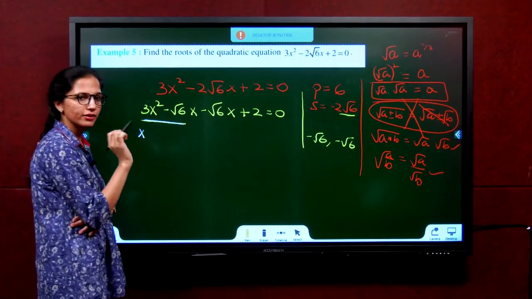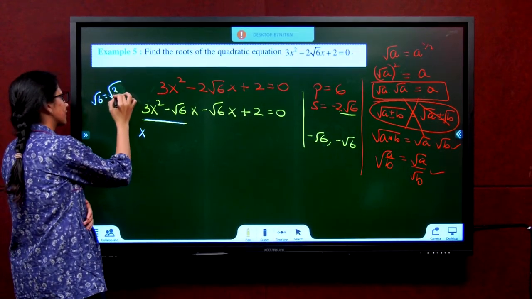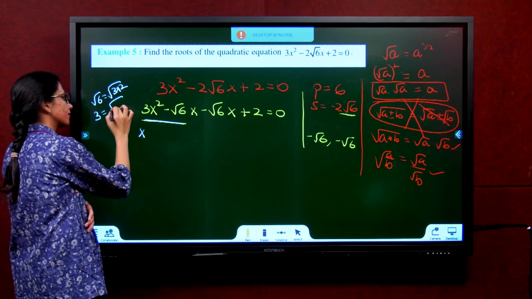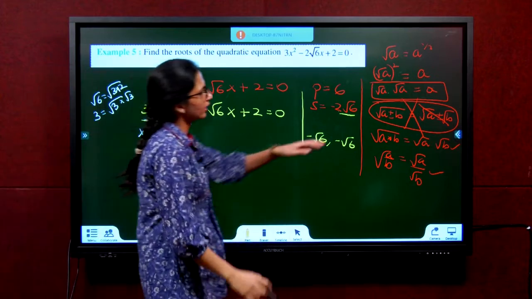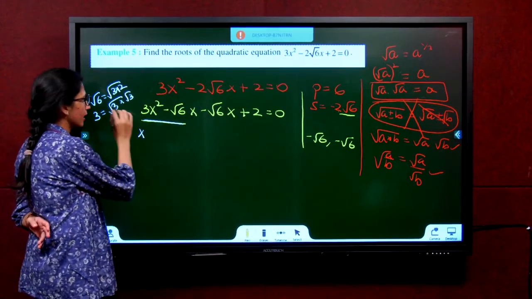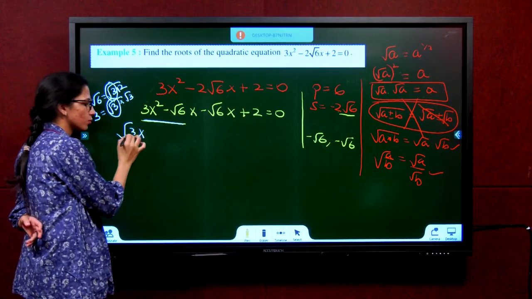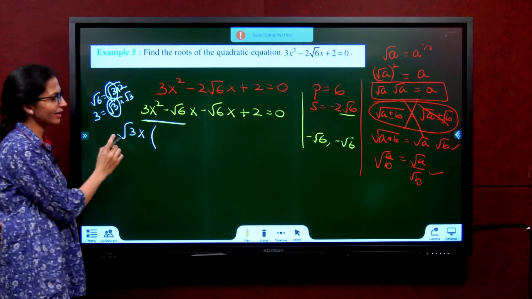Now what else is common? Inside 6 there is 3 into 2. Root 6 is there, inside this there is 3 into 2. Inside 3 there is root 3 into root 3. Do you all agree? How? Root a into root a is a. Be very careful with roots. So I can now see root 3 is there here also, root 3 is there here also. I am taking root 3x common. So I took root 3x common.